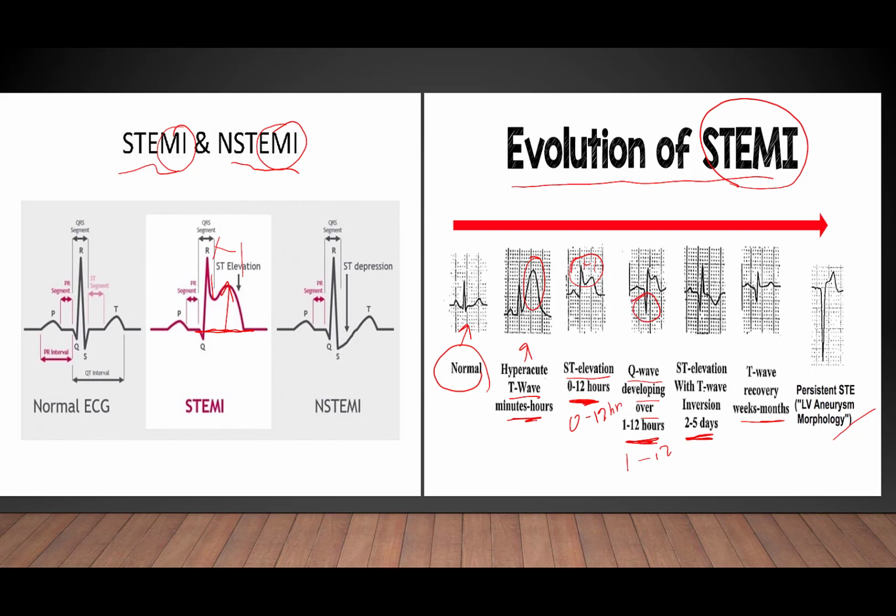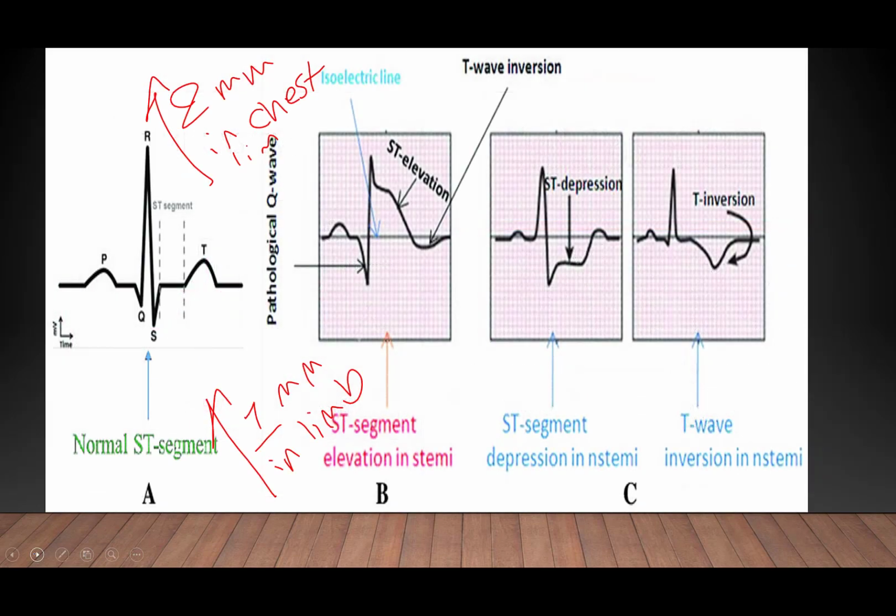Here we have ST elevation with T wave inversion in 2 to 5 days. This is ST elevation and T wave inversion. T wave recovery, weeks to months. T wave is normal. Here we have persistent ST elevation. Also, it's another picture of ST elevation. As you know, it should be more than 2 millimeters in chest leads and more than 1 millimeter in limb leads.